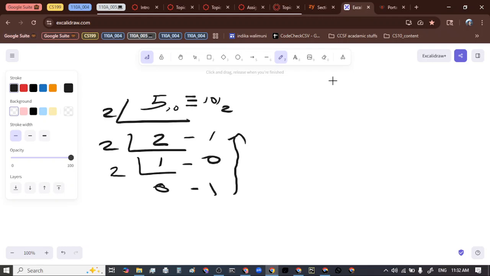So that 1 at the bottom is the first number that I'm writing. Yes, and that's in the fours place, and then the next, the zero, is in the two place, and that one at the top is in the one place. Yeah, you're right. Yep.